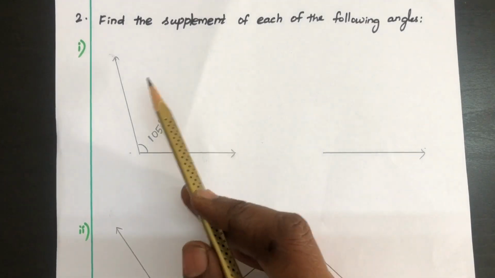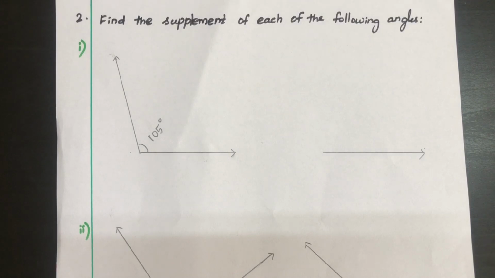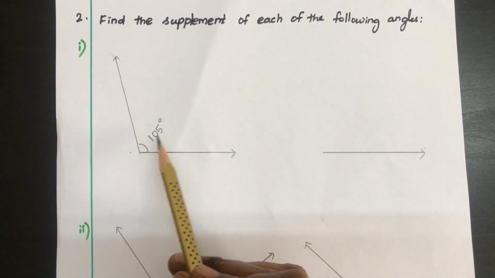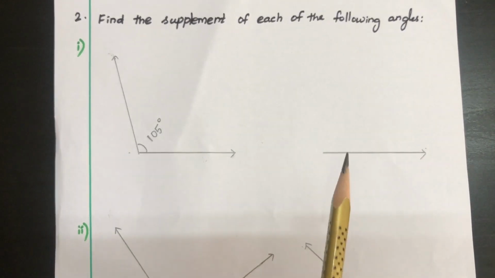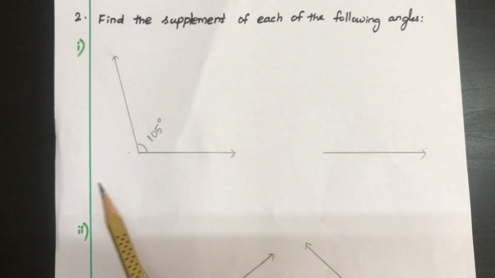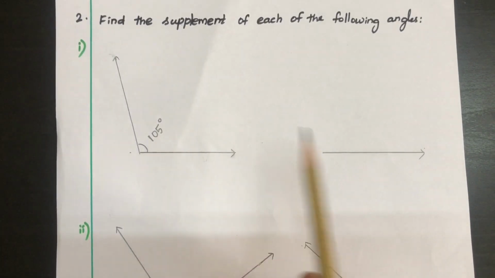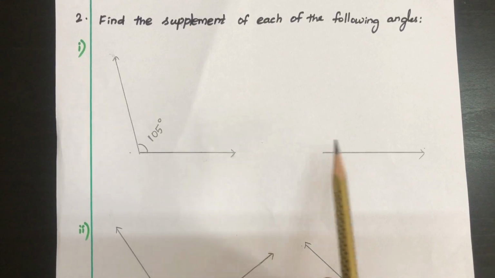Second question. Find the supplement of each of the following angles. Supplement means the sum of the measures of two angles. Measures means these numbers, that's all. The sum of the measures of two angles will give you 180 degree. That is called a supplement. Complement means addition should give you 90 degree. Supplement means the addition of two measures of angles should give you 180 degree.